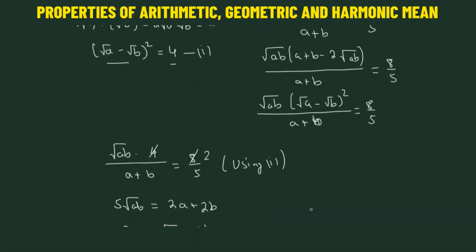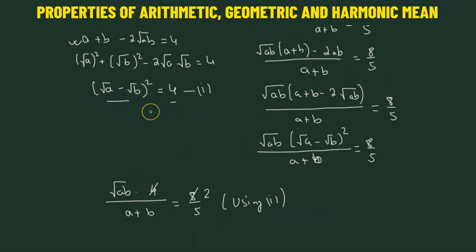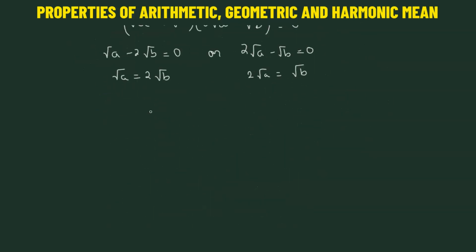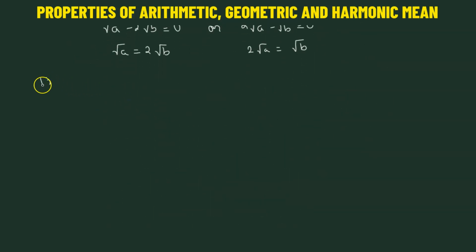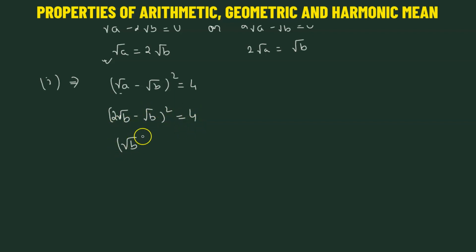Now, in order to find out the value of A and B, we're going to take the help of equation number 1. So let's use equation number 1. In equation number 1, we obtained that square root of A minus square root of B, whole squared, was equal to 4. So we'll replace the value of square root of A. Let's use this particular value. So it's 2 times square root of B minus square root of B, whole squared, equals 4. So 2 times square root of B minus square root of B is simply square root of B. This will be squared and equals 4. So square root of B whole squared is simply B. So B comes out to be 4.